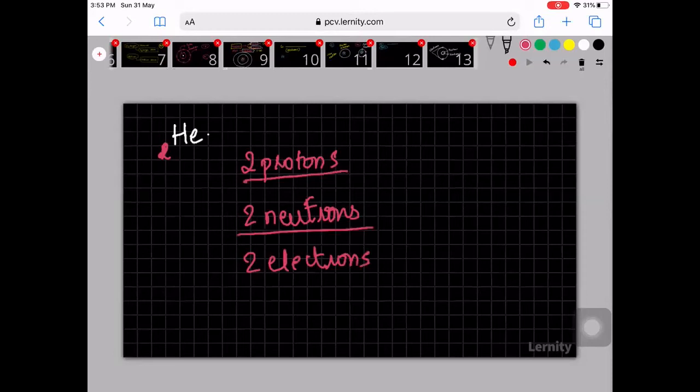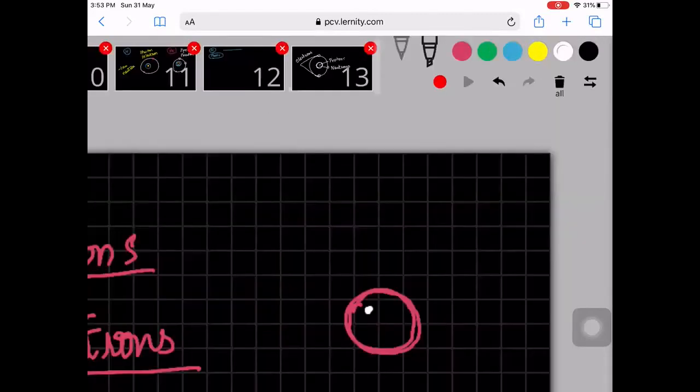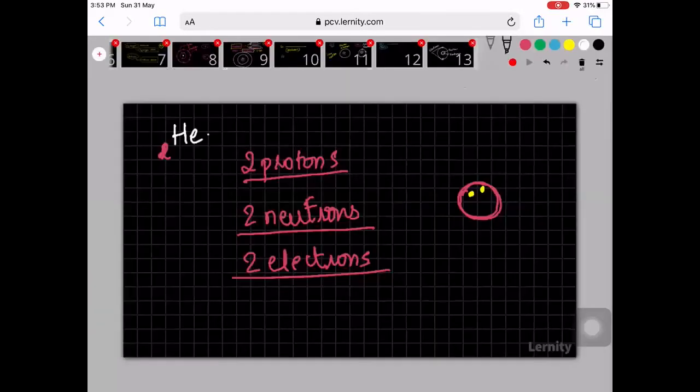See, first I have a nucleus. Where is P present? It is present in the nucleus. Two protons. And how many neutrons will I have? Two neutrons are also present. Then what do I have? Two electrons. The electrons are present in the orbit, the two electrons in the orbit. So this is how the structure of an atom will look.